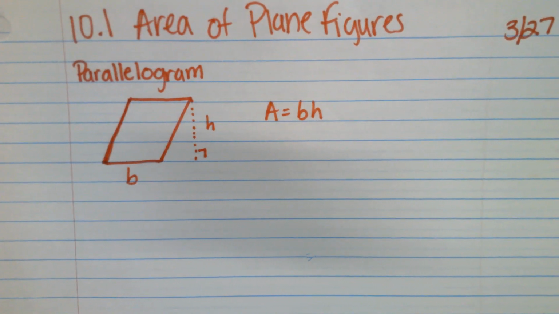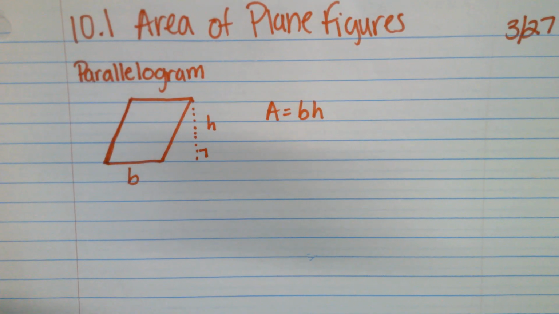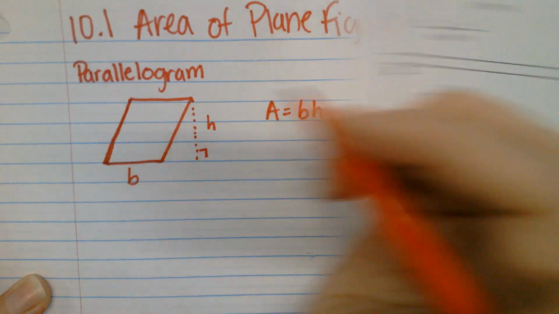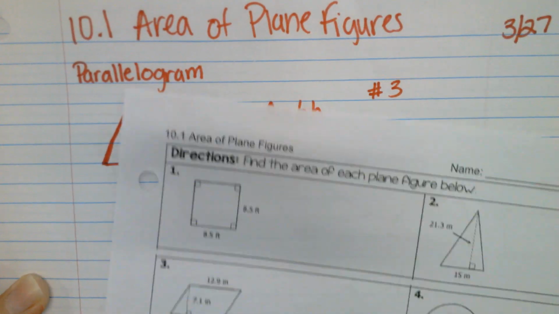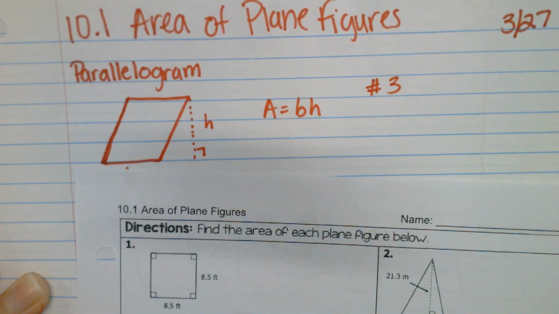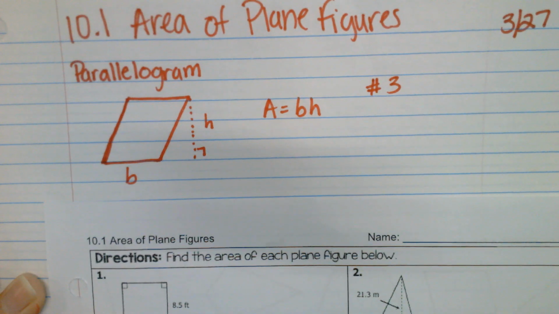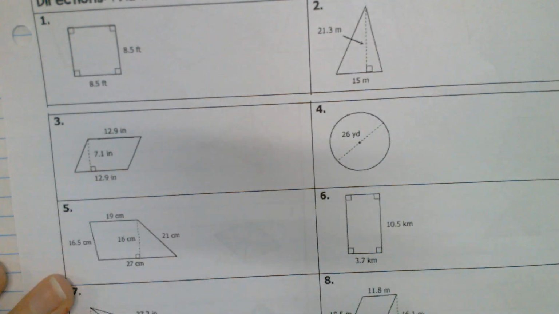So which one looks like this picture where we can use the formula? Yeah, number 3. Do we want to do number 3? Okay. So example, look at number 3. We're going to go ahead and do number 3 together. It's just base times height. That's it. Parallelogram is the most basic one. It's base times height. Okay, done.